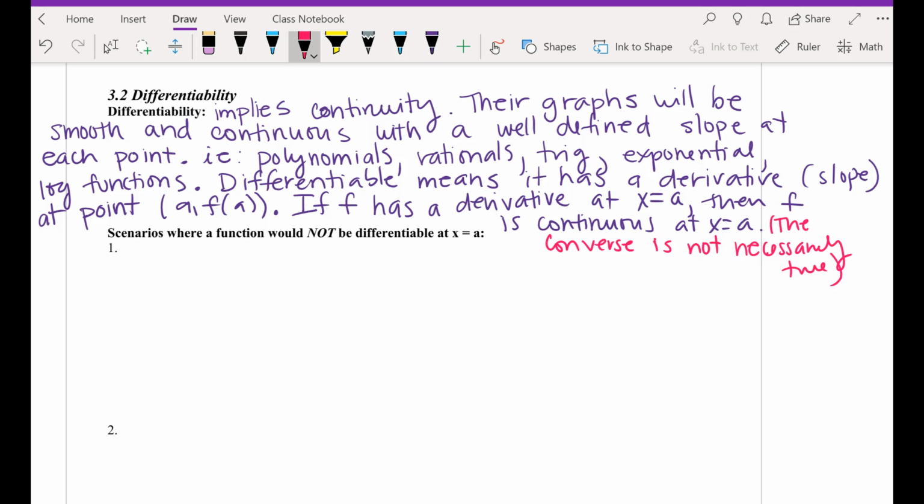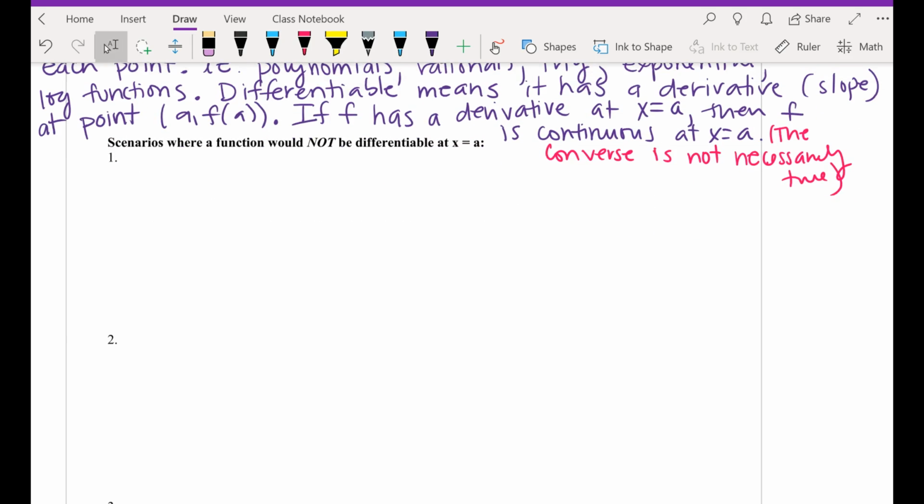If I can get through all of our non-differentiable cases here, then we're done for the day. This is all I got to do today. These four, this whole 4 things right here. Number 1, 2, 3, 4. Just 1 page of notes. There are four different cases of non-differentiable.